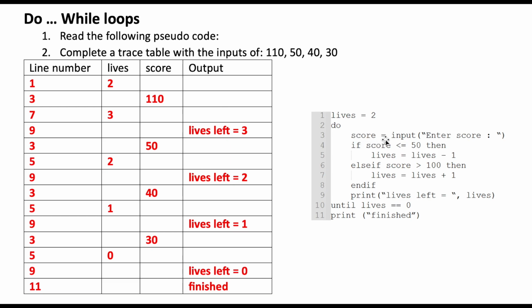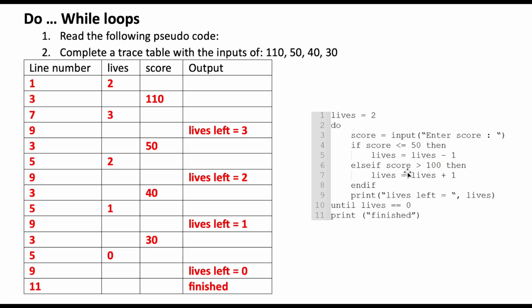We are then inputting the value, in this case 110, into the scores variable. So we have line 3 and the value 110. Line 4, we have if the score is less than or equal to 50. In this case, that is false, so it won't execute the true part of that if statement. It will jump to line 6 and execute this if statement here, if the score is greater than 100. Well, yes it is. So this if statement evaluates to true.